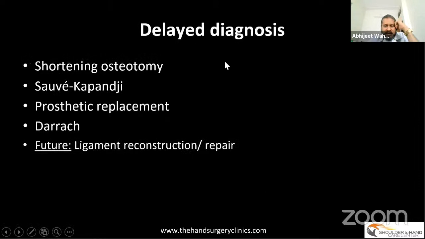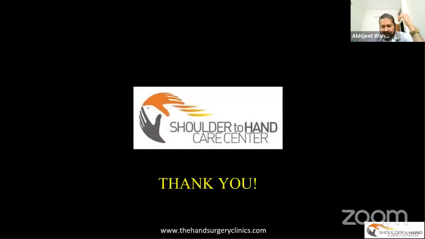So what about those cases who present late, and that's more often the case? Your options are shortening osteotomy, or Sauvé-Kapandji procedure. They're more or less salvage procedures to address the distal radio-ulnar joint, while no attempt is made to reconstruct the interosseous membrane of the forearm.